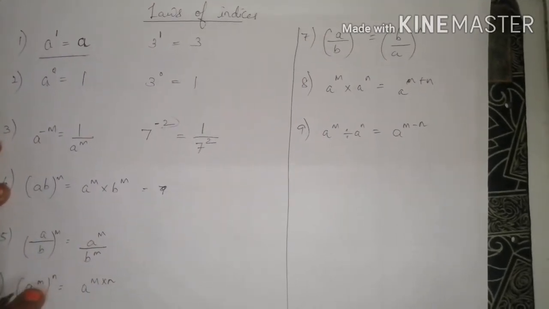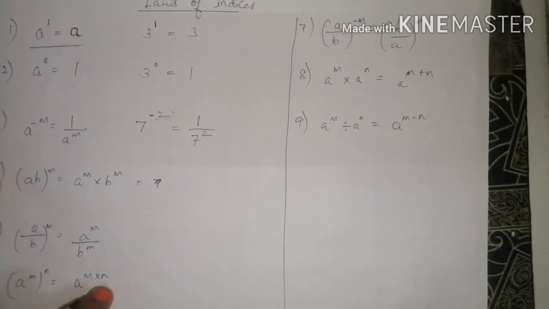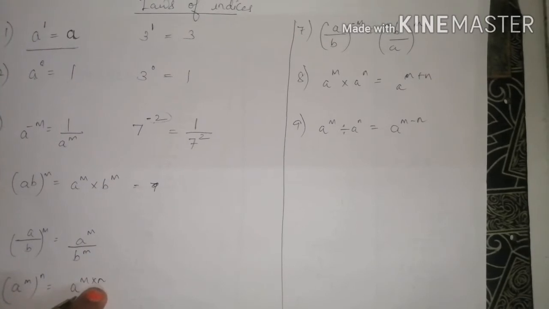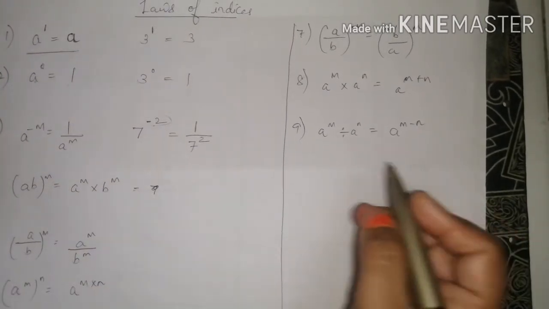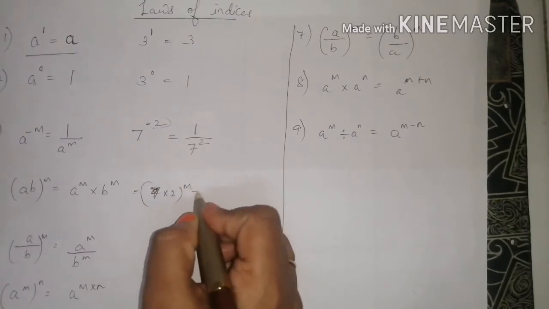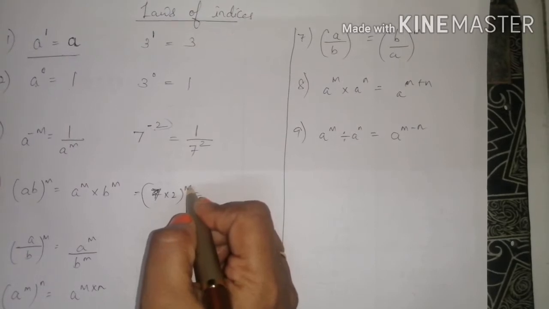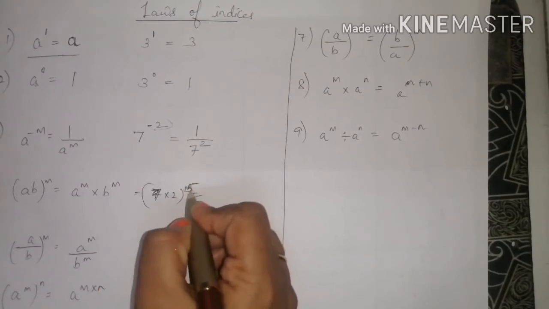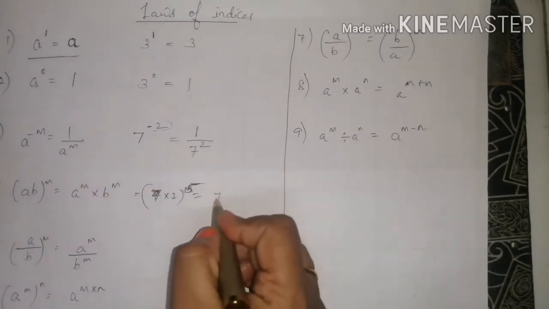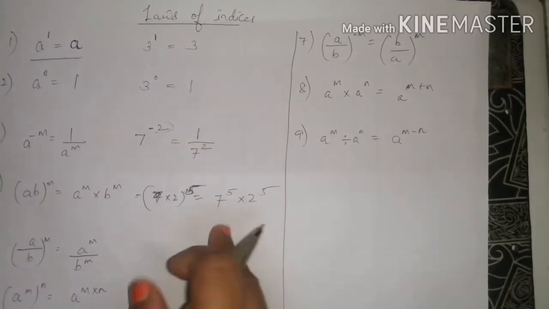Here a raised to m raised to n. If this bracket is there between these powers, you have to multiply those powers, a raised to m into n. Here, example, 7 into 2 raised to m. Suppose it is like this, and instead of m I am taking 5. So this 5 you will separate to both, 7 raised to 5 into 2 raised to 5. Like this it will be.